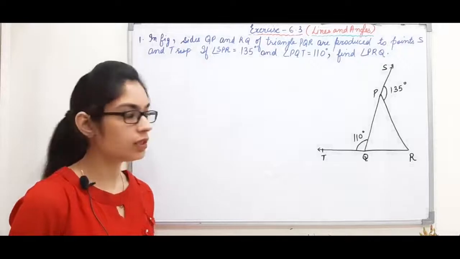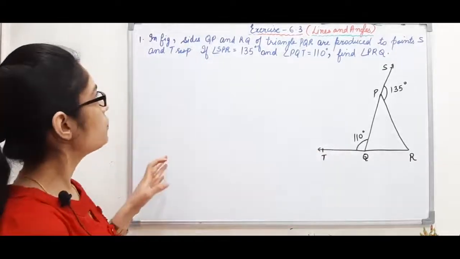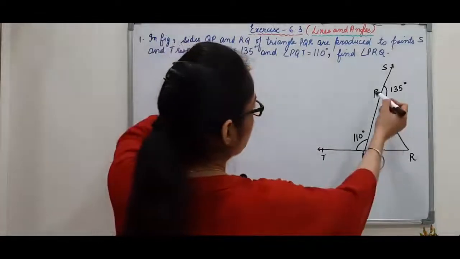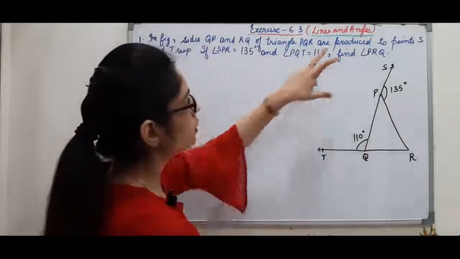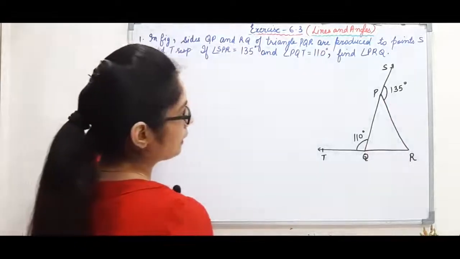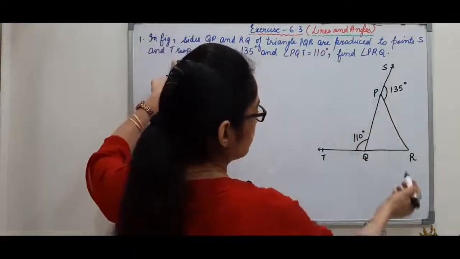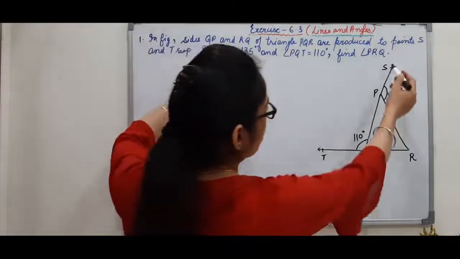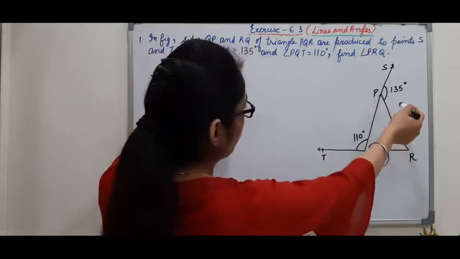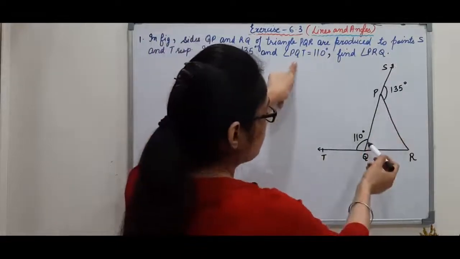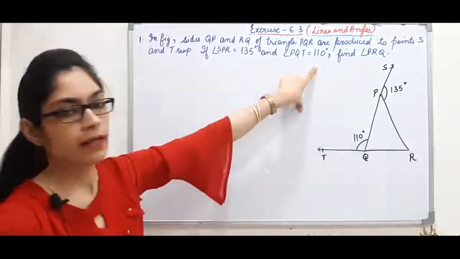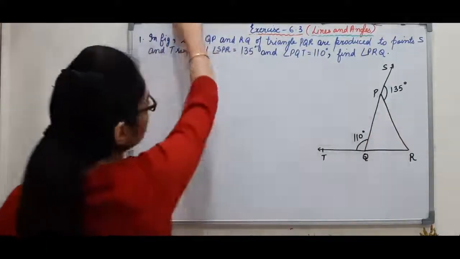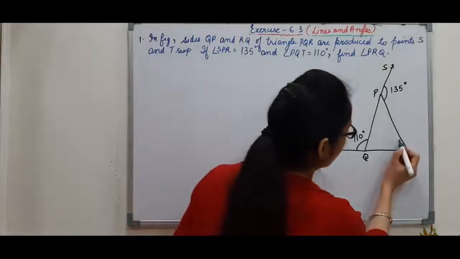In question number 1, this figure is given to us and it's mentioned that sides QP and RQ are produced to points S and T respectively. PQ is produced to point S and RQ is produced to point T. If angle SPR is equal to 135 degrees and angle PQT is equal to 110 degrees, find angle PRQ. So this angle we have to find.